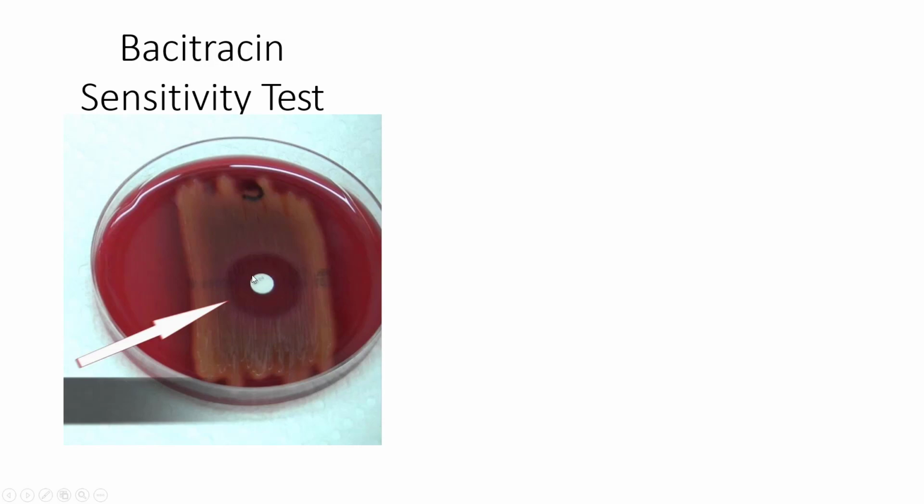So this is a disc infused with bacitracin. You can see that the bacitracin has clearly leached out into the agar, and there is that zone of inhibition where Streptococcus pyogenes cannot grow because clearly bacitracin kills it, whereas Streptococcus pyogenes is growing in this other area. And you can see that clearly because you can see the beta hemolysis.